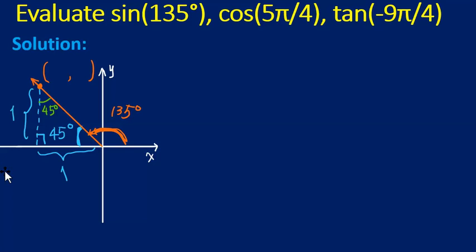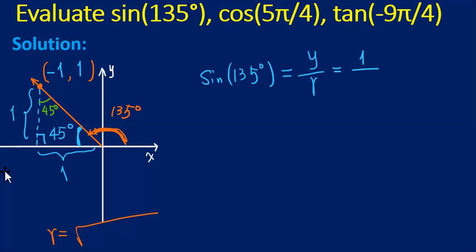But remember, in the second quadrant, x-coordinates are all negative. Negative 1 for the x-coordinate and positive 1 for the y-coordinate. Now we're ready to evaluate sine of 135 degrees. Sine is defined as y over r. Y is positive 1. R equals the square root of negative 1 squared plus 1 squared. That'll be square root 2.